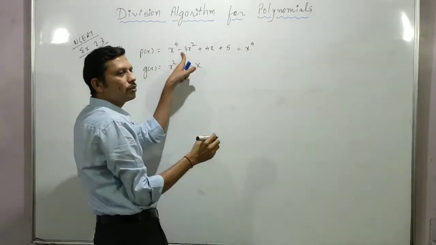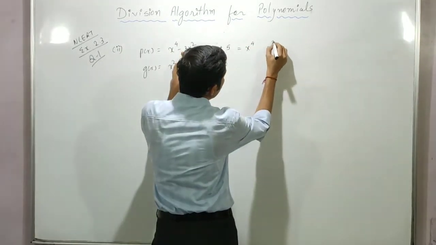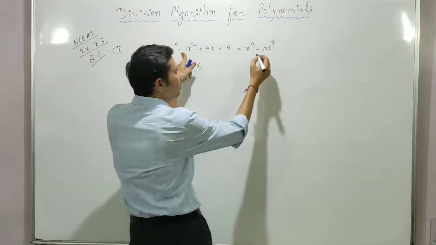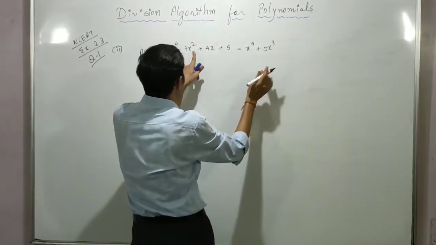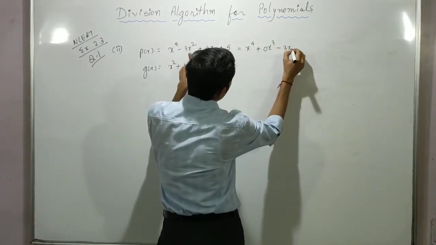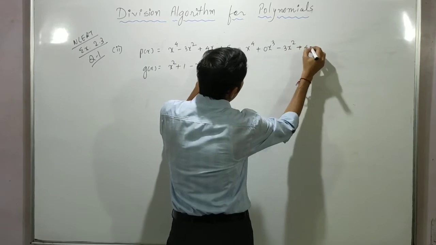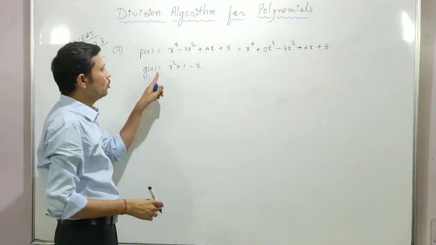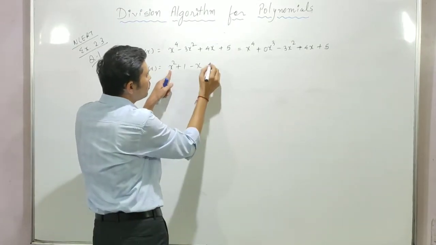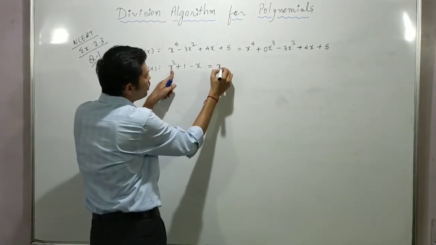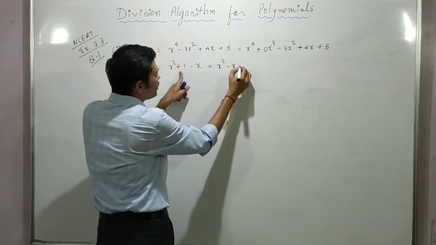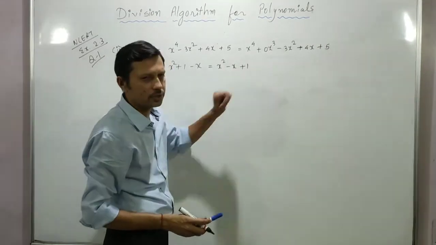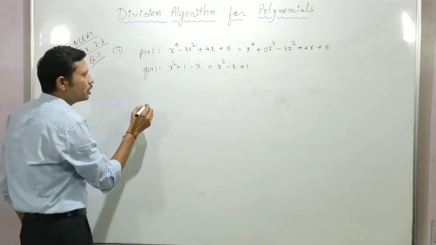Now here, x cube term is missing, so we will write down the term x cube, but the coefficient I will take as 0. Then after that minus 3x square, then plus 4x, then plus 5. Now in the divisor we have all the terms, but we want to arrange them as x to the power 2, then minus x and then plus 1. You can see here the 2 power, then the 1 power and then the constant term. Now let's do the division.